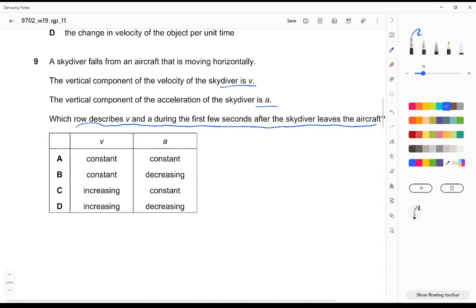Okay. So as the skydiver starts falling, the velocity would increase at a decreasing rate, but the acceleration would start decreasing from its max value. So the option is going to be V should be increasing, sorry, and the acceleration should be decreasing. So D should be the right answer. Okay.